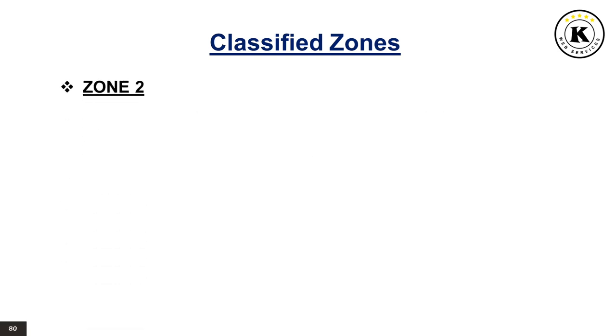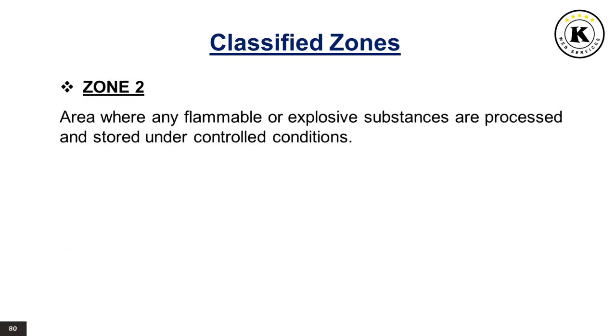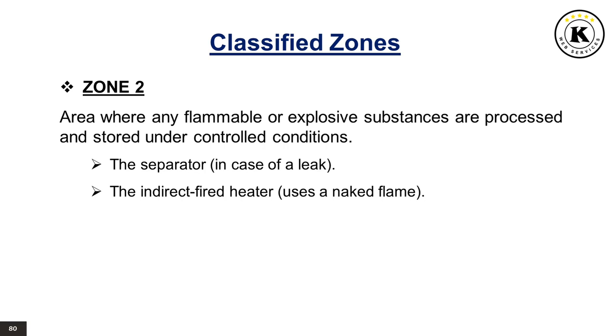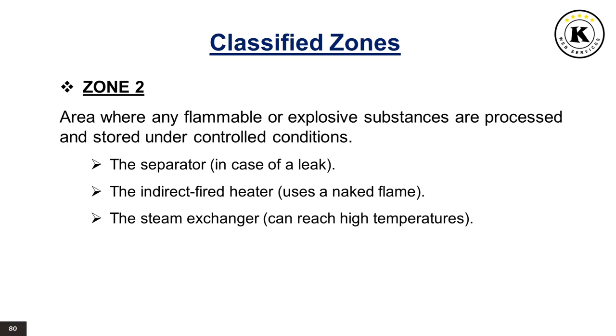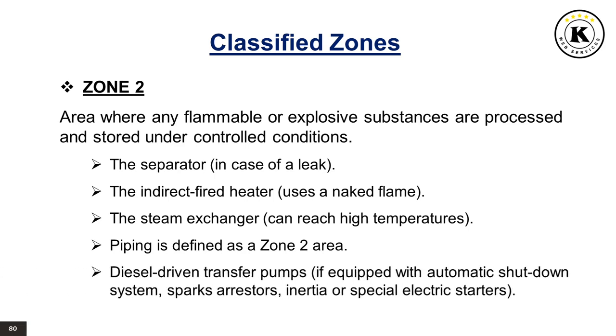Zone 2. Area where any flammable or explosive substances are processed and stored under controlled conditions. For example, the separator in case of a leak. The indirect fired heater, because it uses a naked flame. The steam exchanger, because it can reach high temperatures. Piping is defined as a Zone 2 area. Diesel-driven transfer pumps, if equipped with automatic shutdown system, spark arresters, inertia, or special electric starters.